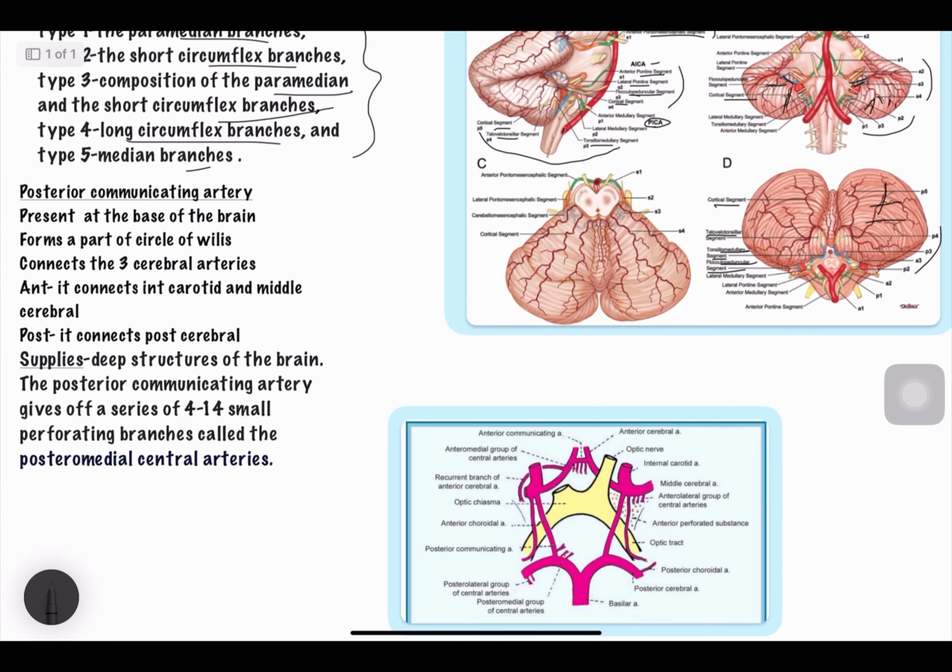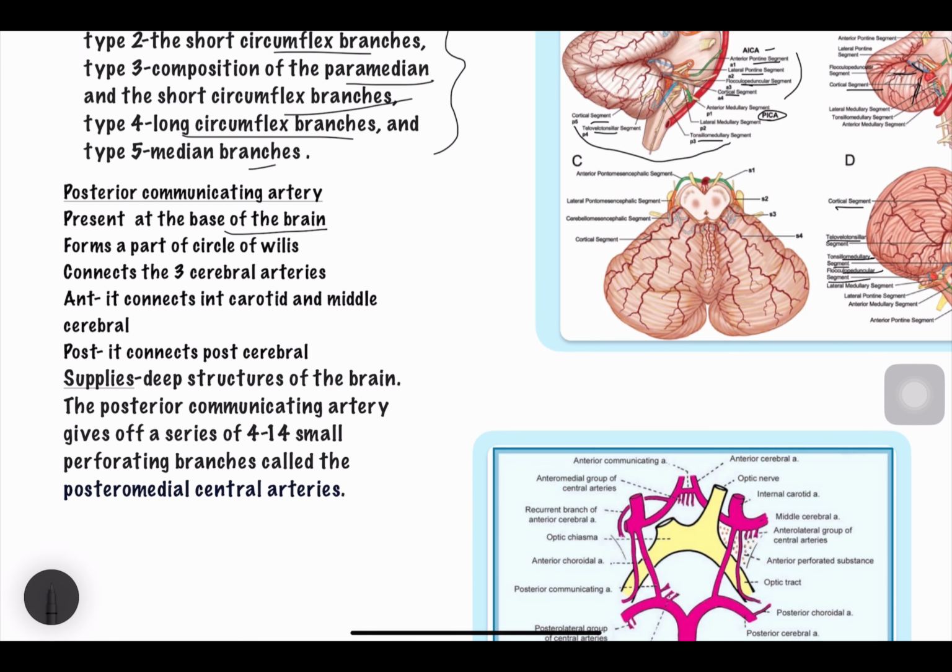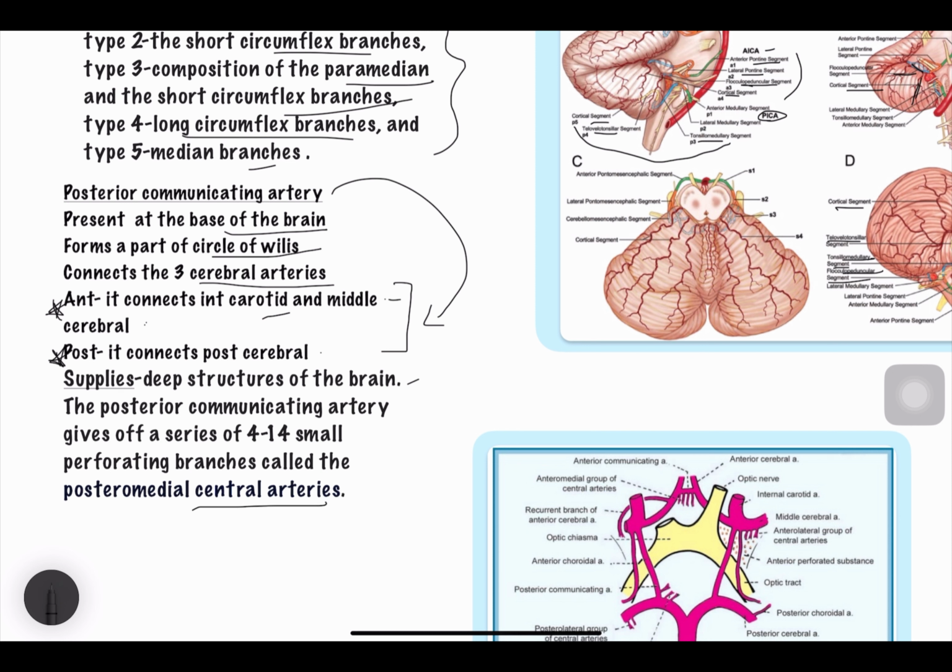So talking about the posterior communicating artery, it is present at the base of the brain and forms a part of the circle of Willis. It connects the 3 cerebral arteries. Anteriorly it connects the internal carotid and the middle cerebral artery. Posteriorly it connects the posterior cerebral. The posterior communicating artery supplies the deeper structures of the brain, giving off small branches, which are the posterior-medial central arteries.